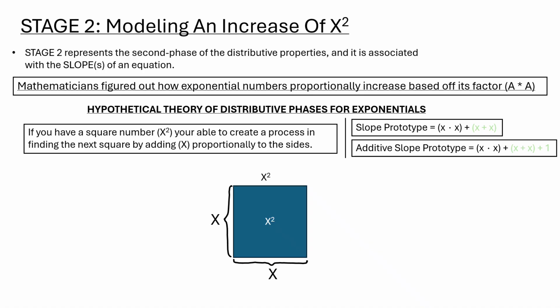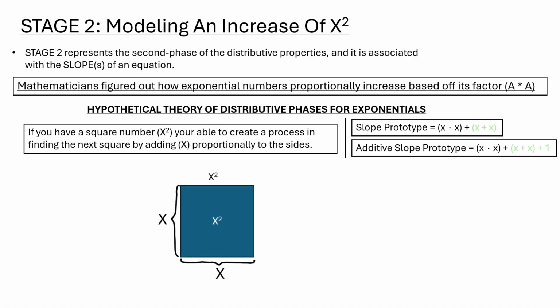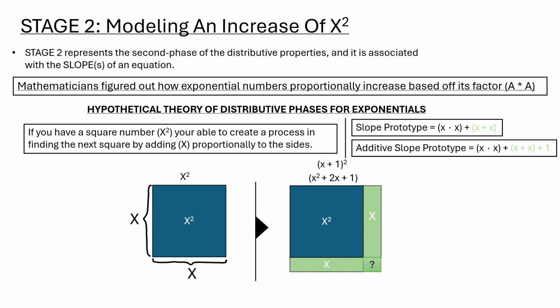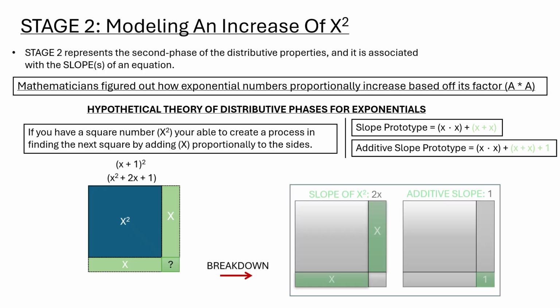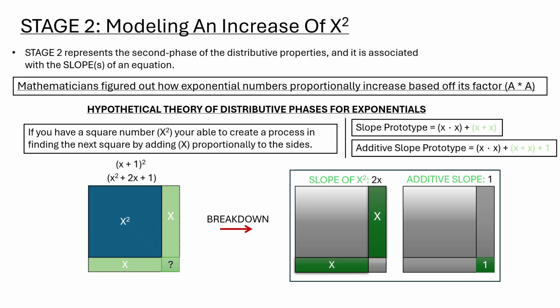We can illustrate this with x squared and then x squared with the prototypes of x and x. We can see how it proportionally fits a square and creates another square proportionally to x squared. And so we have a more concise breakdown. The slope of x squared to x is on the sides of the factors, and the additive slope is covered by the factors of the slope.